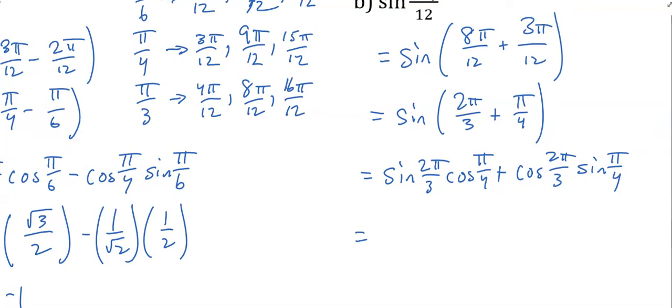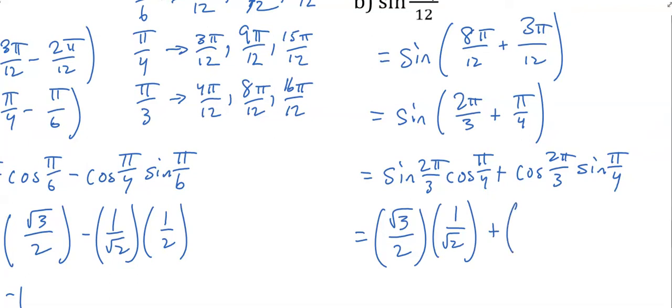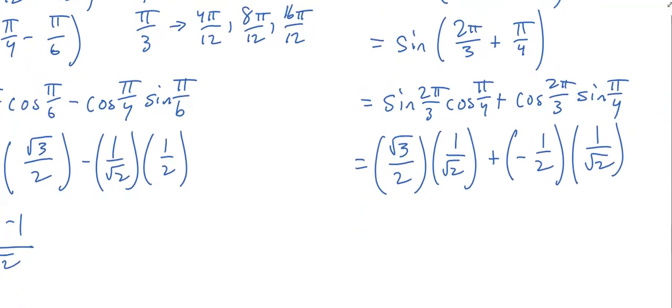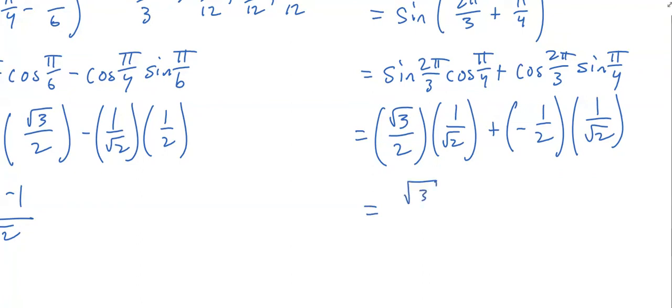Sine of 2 pi by 3, this is where we need to use CAST, so that's in the second quadrant. So it's the same as positive sine of 1 pi by 3, which is root 3 over 2. And cos pi by 4 is 1 over root 2. Cos of 2 pi by 3, cos is negative in the second quadrant. So this is going to be negative 1/2. And then 1 over root 2. And so this works out to root 3 minus 1 over 2 root 2.